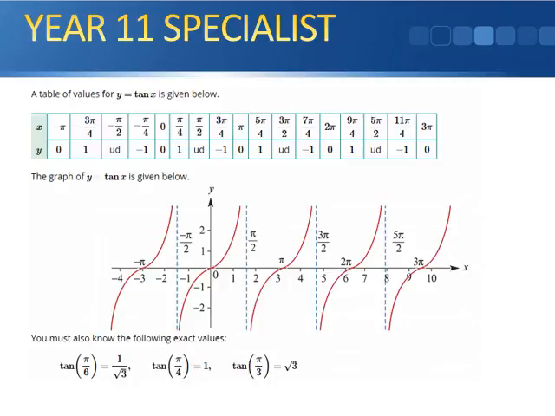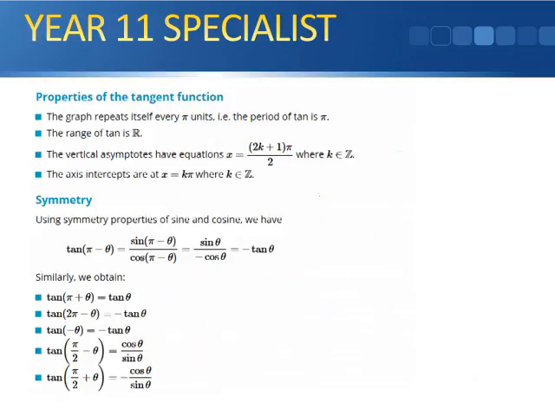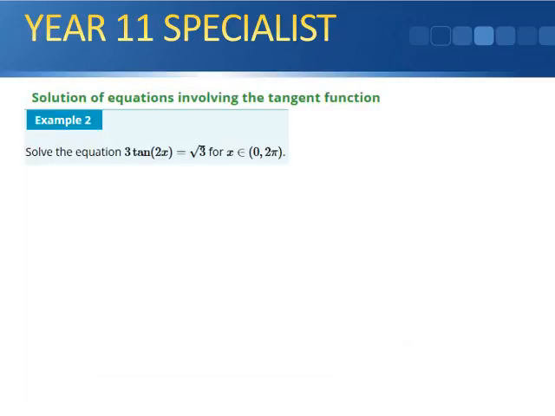Tangent function. Okay, the tangent function looks like this. We have asymptotes at these values right here. So it's repetitive for every pi. The period is pi. So these are the properties of the tangent function. Just remember, there's some symmetry properties here that you'll need to remember for the tangent function, and all these as well.